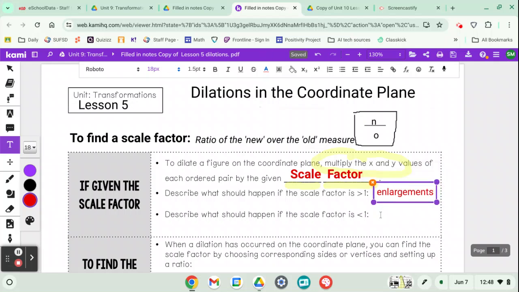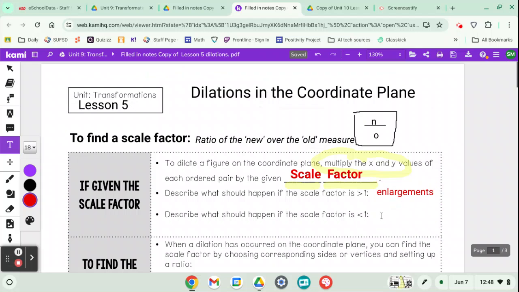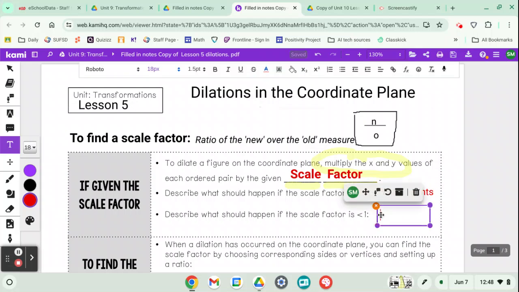On the opposite end, if your scale factor is less than 1, meaning between 0 and 1, so it would be fractional or decimal values in between but not including 0 and 1, you will have a reduction.